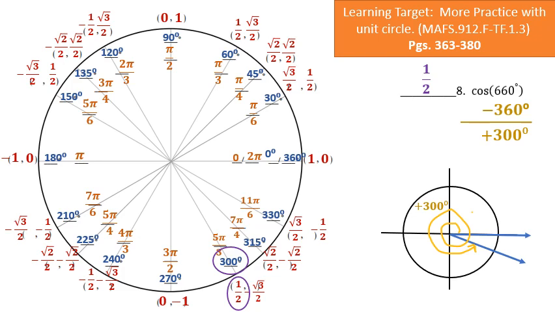Okay, you can see in my drawing of the angle, I showed it rotating around more than one time. It's going to land on 300 because we're looking at cosine, we're looking at the x value. Okay.